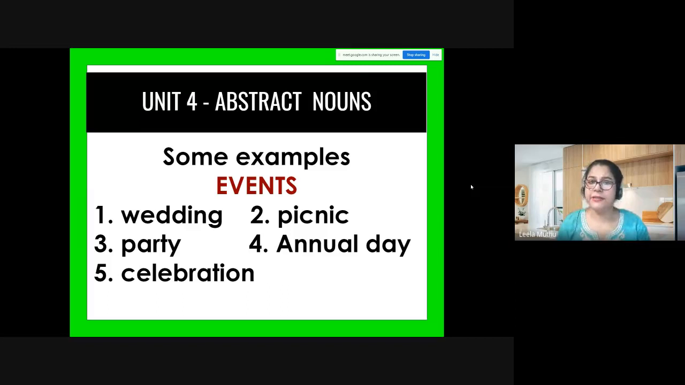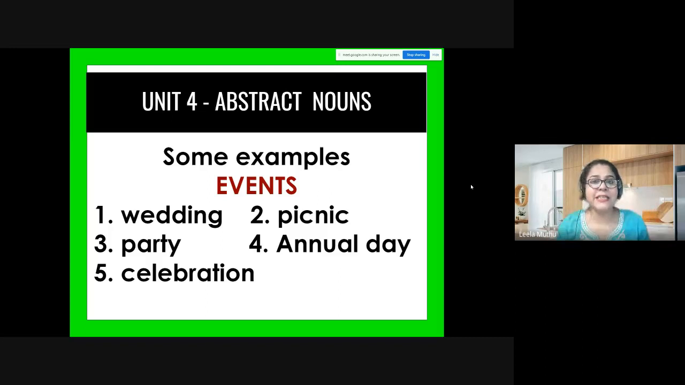So now you take an event. You take a wedding, a party, a celebration, a picnic, or an annual day. Each of these are events. You can't touch an event. You can touch things at the event, like you can touch the cake, you can taste the food, you can see the people at the event, you can see the program. You can smell the different smells around you. You can feel things at an event, but the word event by itself, like wedding, I went for a wedding, it is an abstract noun.